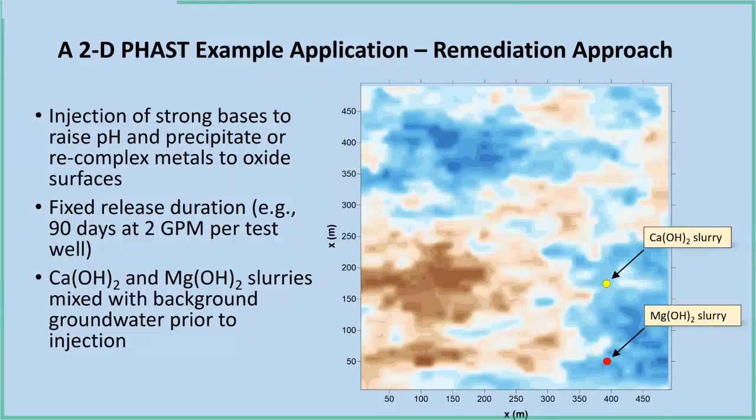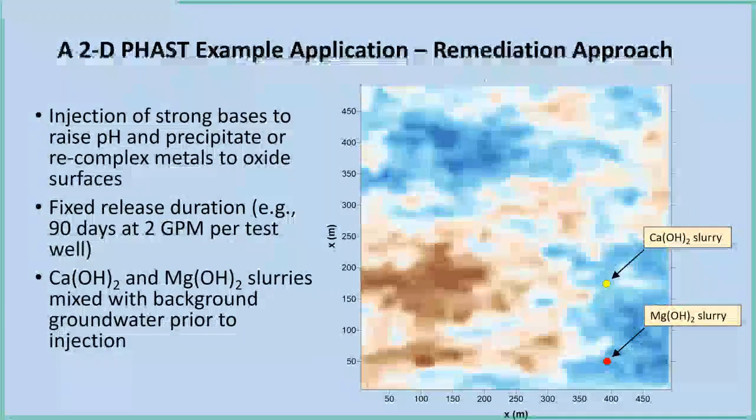a fixed release duration of about 90 days. This was at 2 gallons per minute into 2 wells. And the wells received either a calcium hydroxide or a magnesium hydroxide slurry. The slurry represented basically a mixture of these chemicals with background groundwater. This was all mixed together prior to injection into the aquifer.